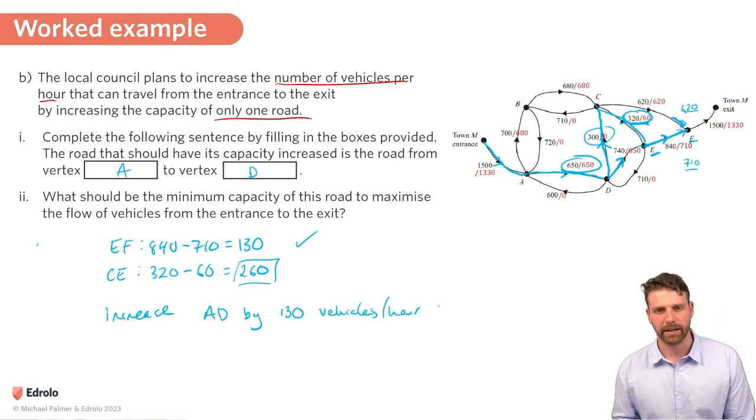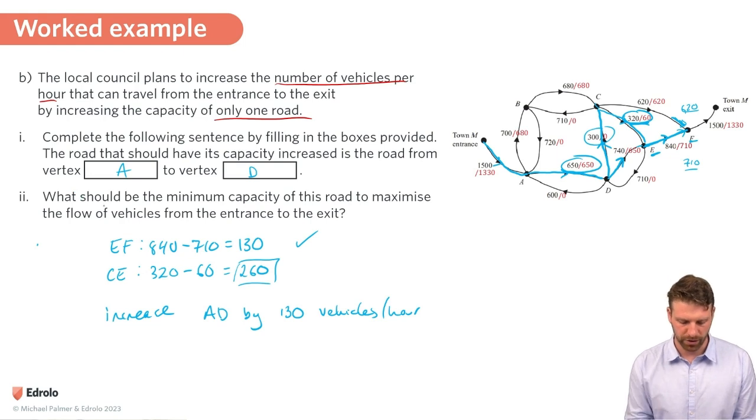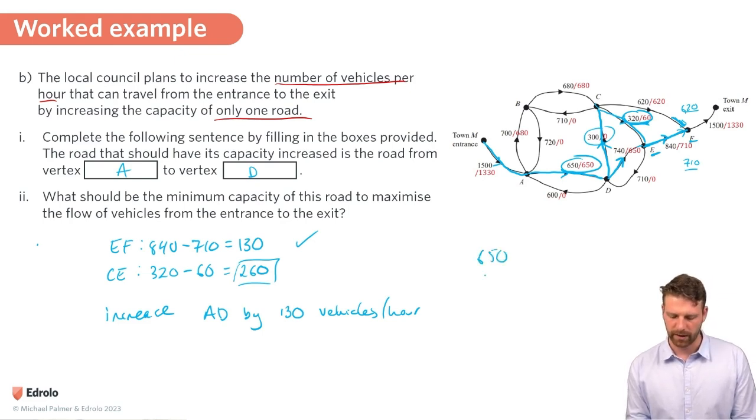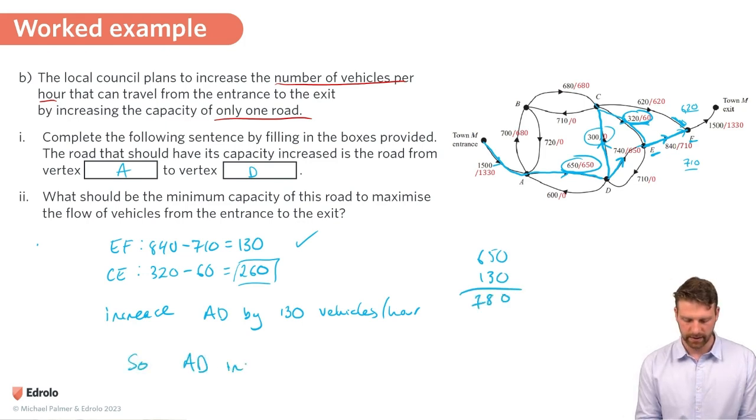Now, let's read back and make sure we've answered the question. Part 2 says, what should be the minimum capacity of this road to maximize the flow of vehicles from the entrance to the exit? Okay, so I've got to increase 650 by 130. With all that work, let's make sure we do the arithmetic correctly. So AD is increased to 780 vehicles per hour.